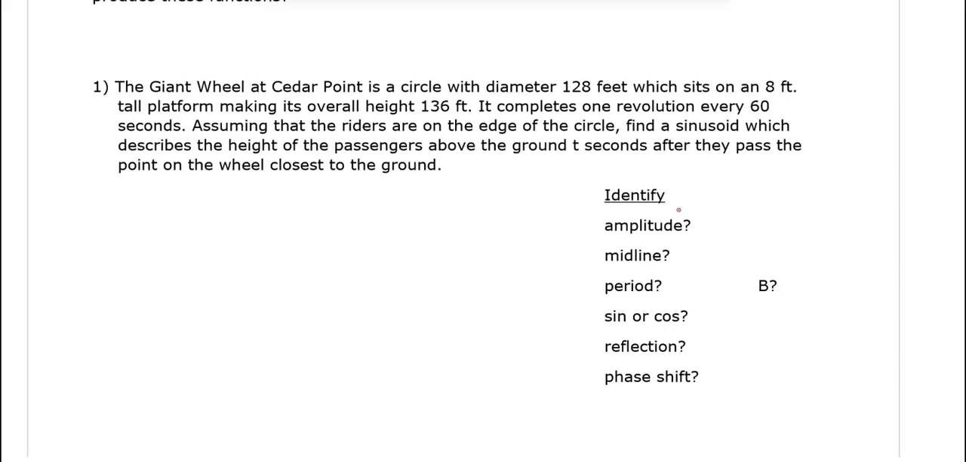It completes one revolution every 60 seconds. Assuming that the riders are on the edge of the circle, find a sinusoid which describes the height of the passengers above the ground 2 seconds after they pass the point on the wheel closest to the ground. Okay, so let's see what we can do with this.